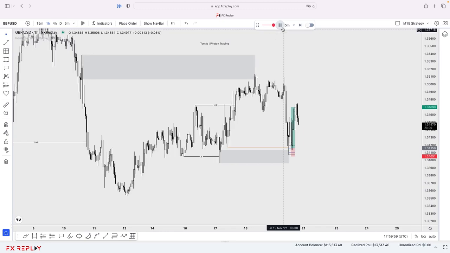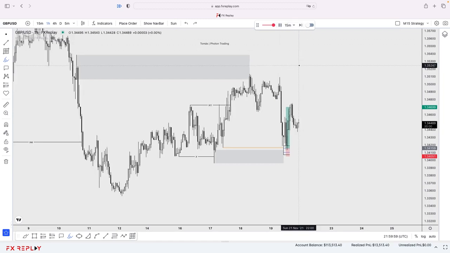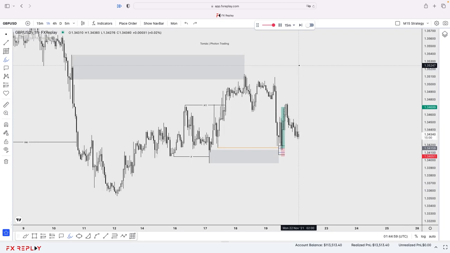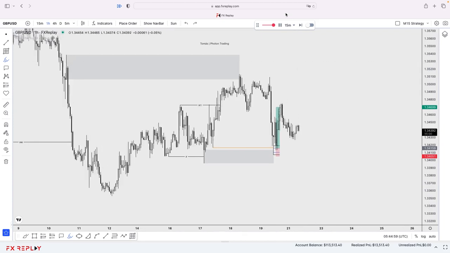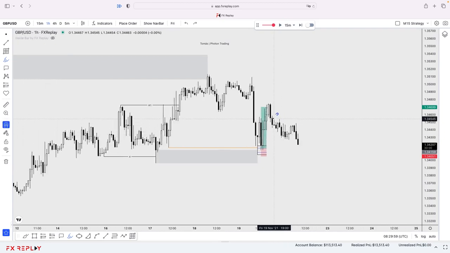Okay. Price did not mitigate the buy to sell. Okay, so no trades for me looking for sells. No way I'll be looking for sells. We are in Asia, so let's go back to London. And London is here. Interesting.